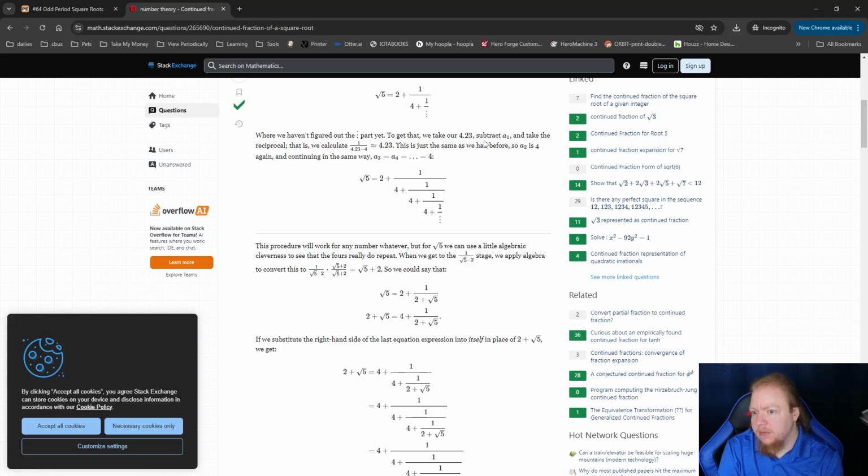To get that, we take our 4.23 and take the reciprocal, as we calculate 1 over 4.23 minus 4, which is equal to 4.23.